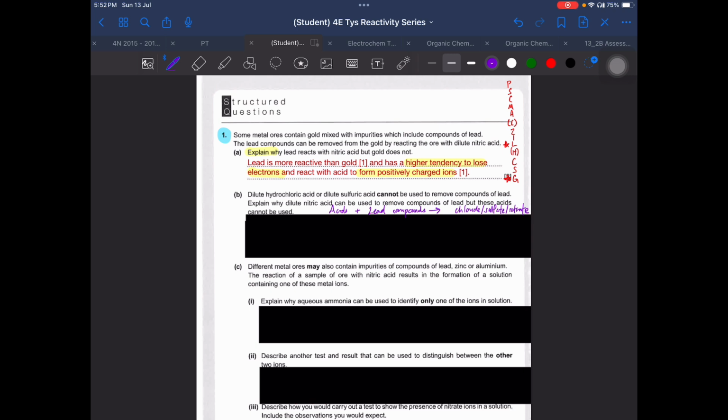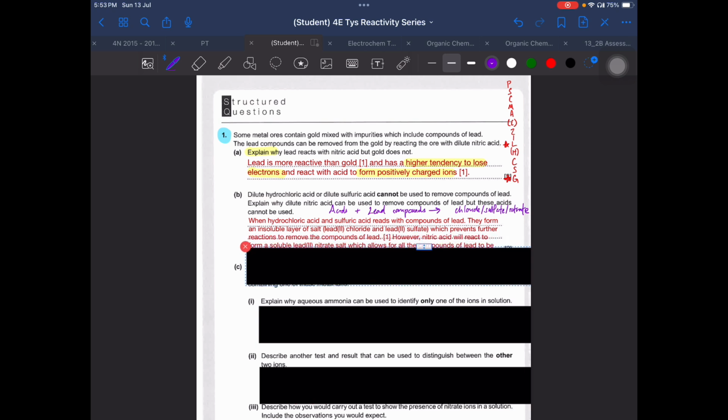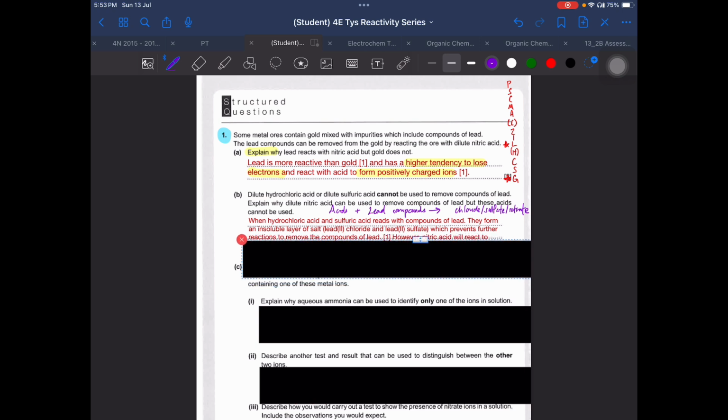And this actually taps on the earlier chapter in Sec 3 on salts and solubility. So we all know that whenever you use an acid with a chemical, there's a tendency for it to react and to form salt. In the case of using hydrochloric acid and sulfuric acid, you actually form an insoluble layer of lead 2 chloride or lead 2 sulfate, and this will then prevent further reaction from happening. So this is the reason why these 2 acids are not used to remove the compounds of lead.